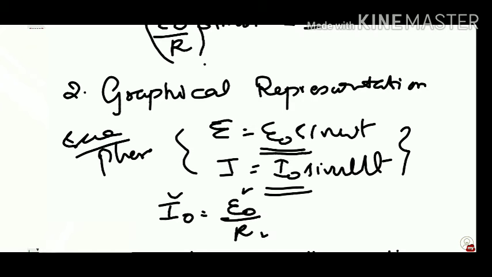Now, as the value of R increases, epsilon naught by R decreases. So definitely the current's value is less than the voltage value, because voltage is divided by some quantity to get current. So the current's value is always less than the EMF. That's why when you plot a graph, it's very easy.